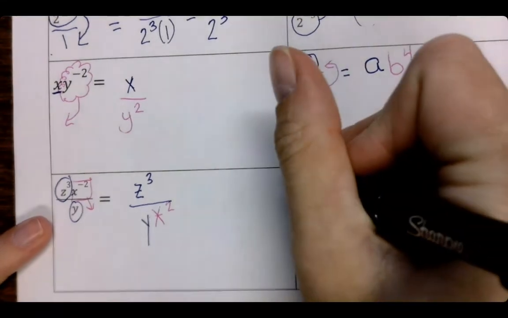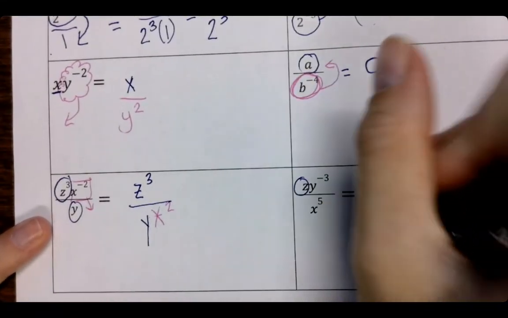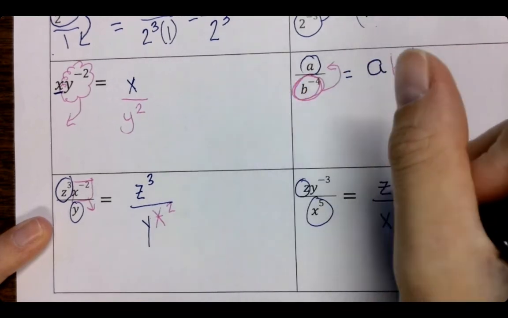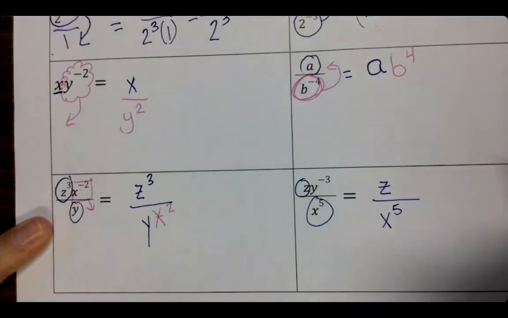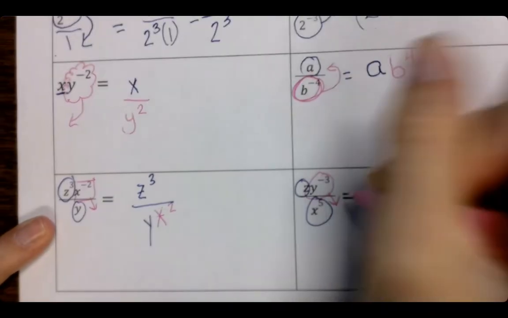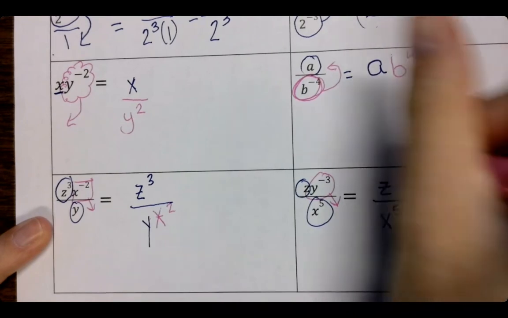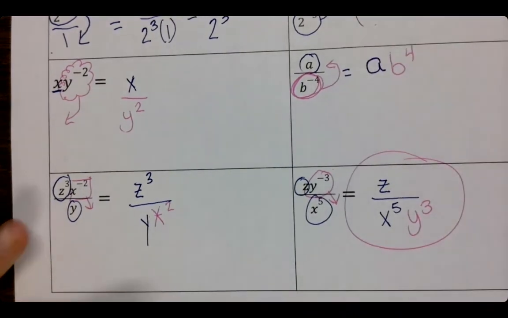Welcome back. Should have stayed. And the y is what should have moved, and it should have moved to the bottom. That's it. Negative exponents.